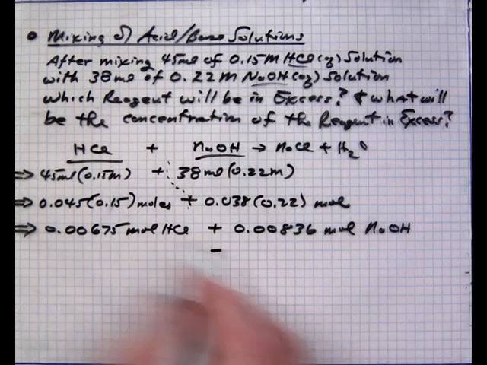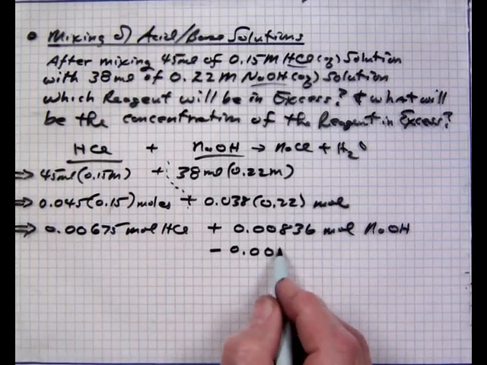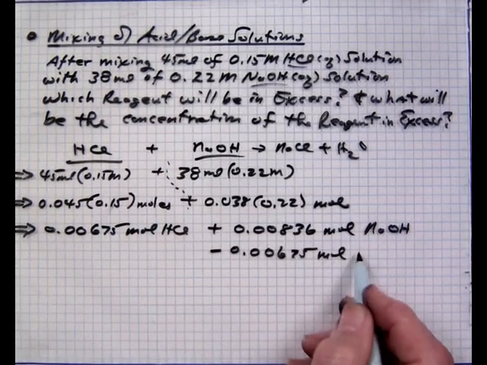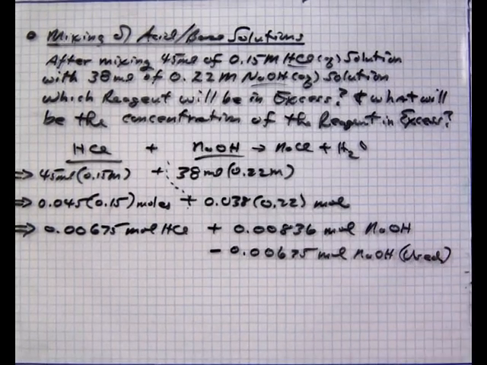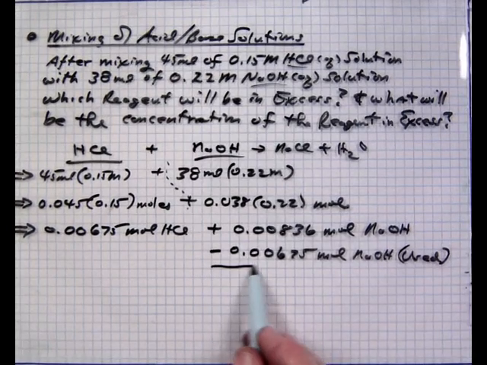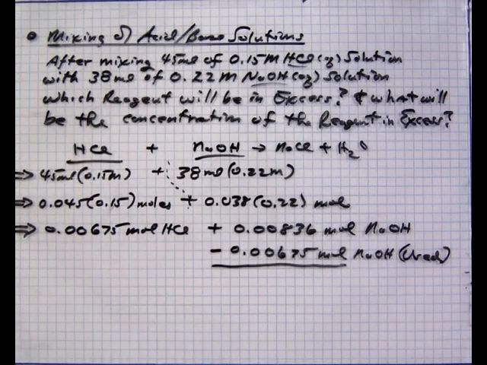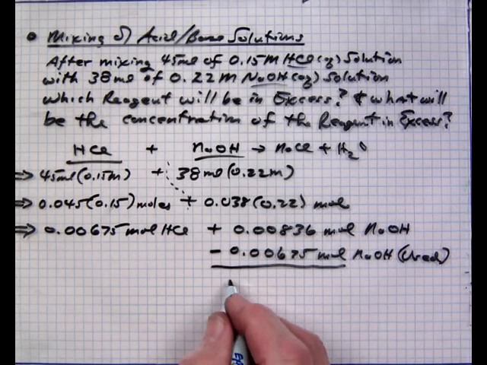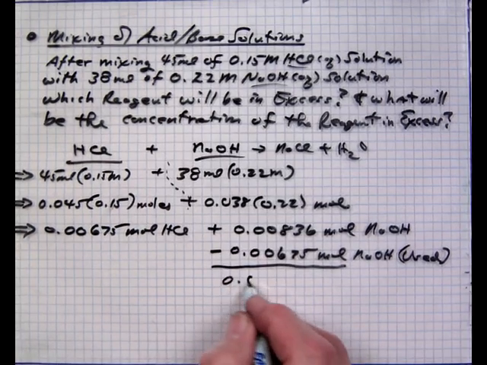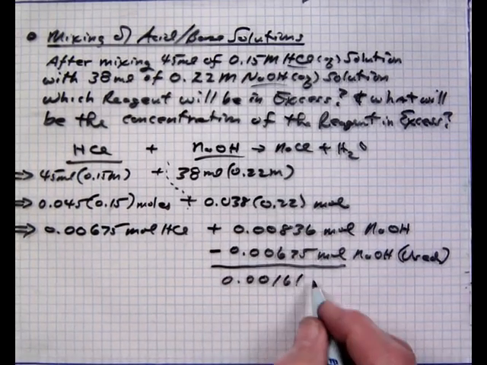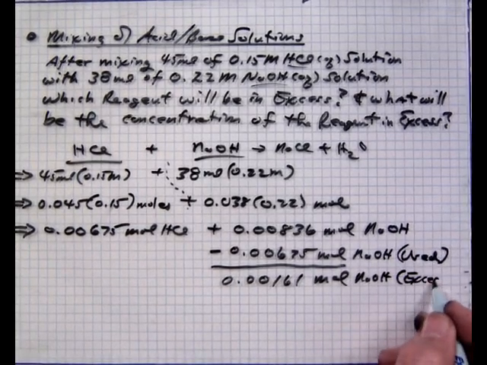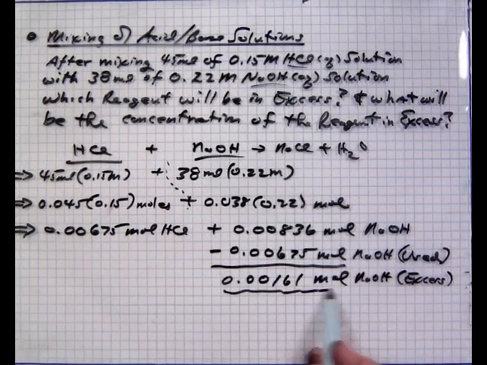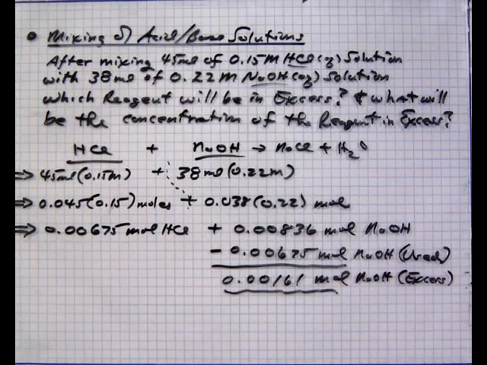So what I do is come down and write 0.00675 mole NaOH, and I put out here just for emphasis, used. The remaining difference in this will, of course, be the excess sodium hydroxide moles. It'll be 0.00161 mole NaOH excess. Now, again, molarity and moles are not the same thing, just to emphasize that.